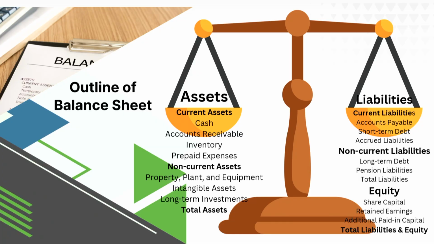Then we have another term of non-current assets and non-current liabilities in the balance sheet. Non-current assets and non-current liabilities are the long-term financial components of a company's balance sheet. They represent resources and obligations which are payable by the organization beyond a span of 1 year.